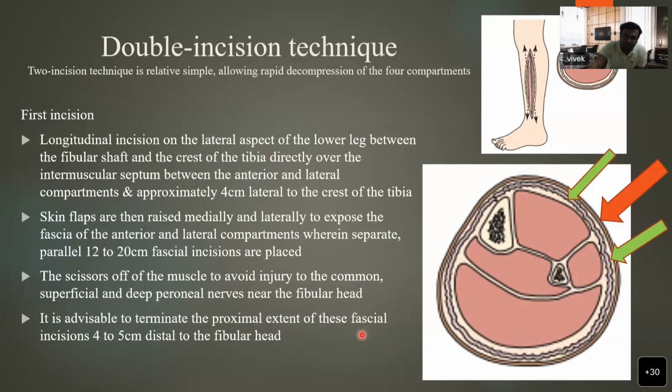You have to make sure that the scissors are pointing upwards, so as to avoid inadvertent injury to the common peroneal nerve or the superficial or deep peroneal nerve near the fibular head. That is why you always extend the incision at this site away from the fibula head, around 4 to 5 centimeters away from the fibula head.